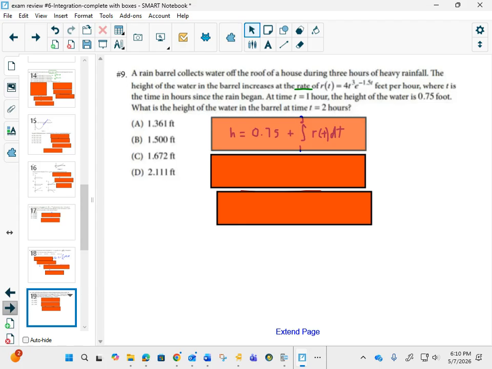Okay, so what do we got? We take our starting point. We do the accumulation of change from 1 to 2.